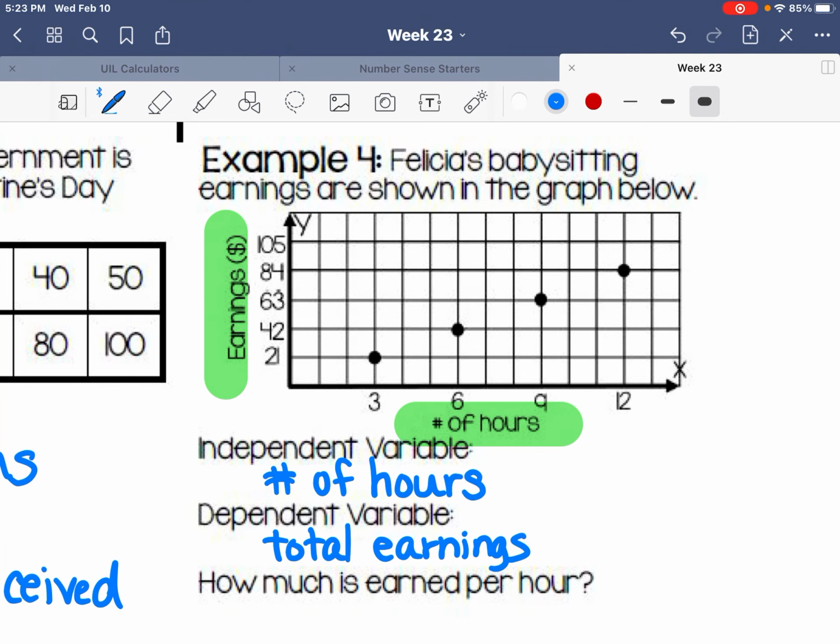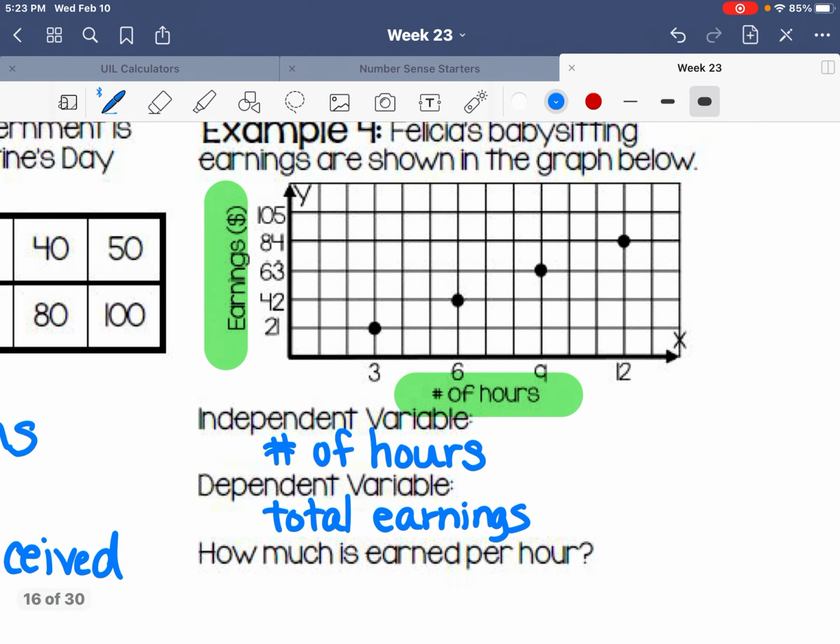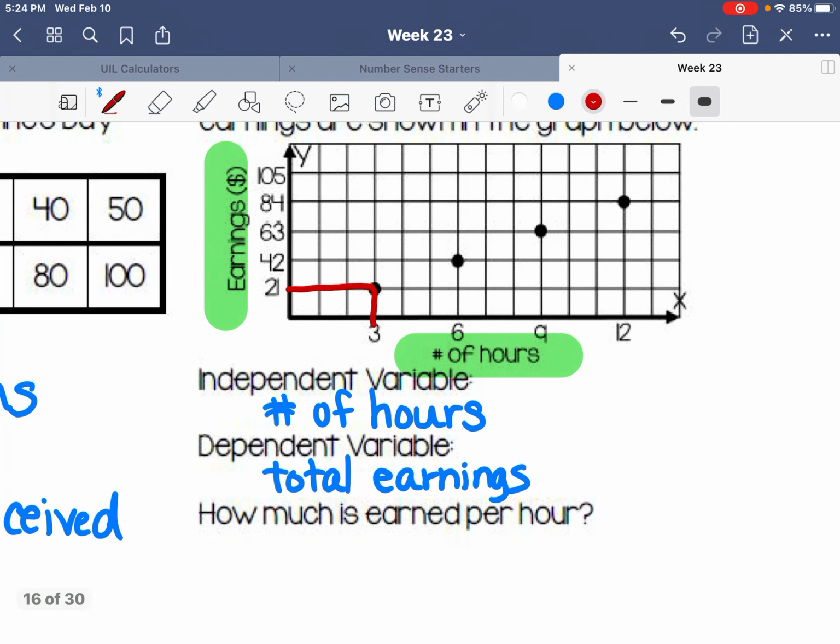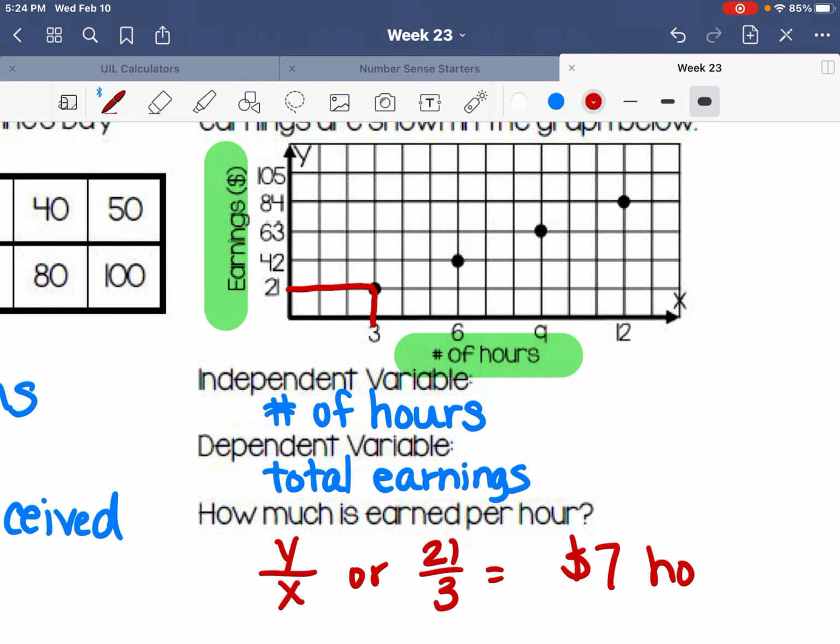Okay, and again, we want to know how much is earned per hour. This one's a little bit trickier than the other one. For 3 hours, it looks like she earns $21. If I divide the y value by the x value, or 21 by 3, it tells me that you are earning $7 an hour for babysitting.